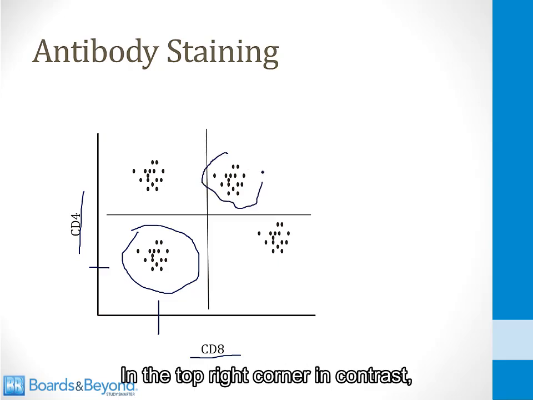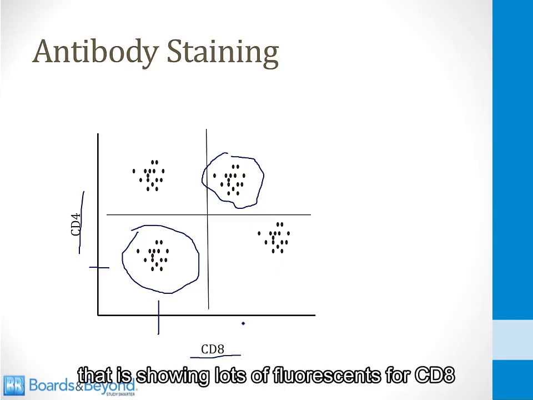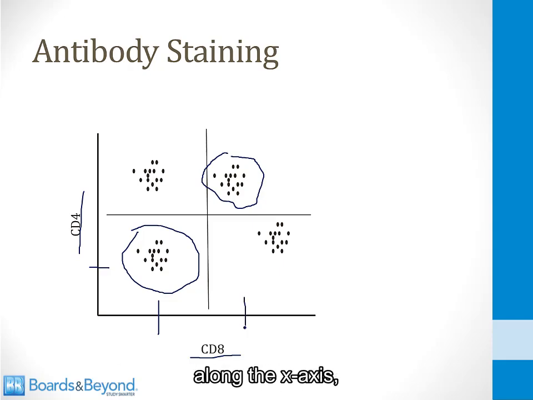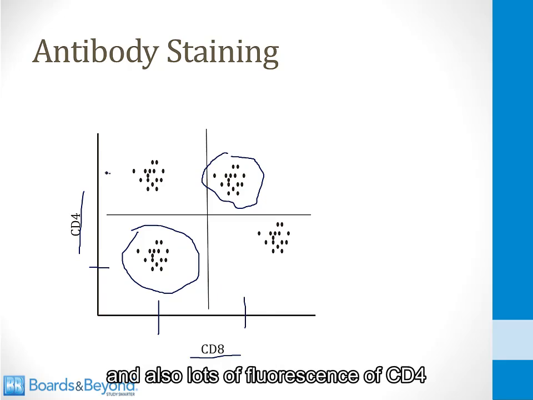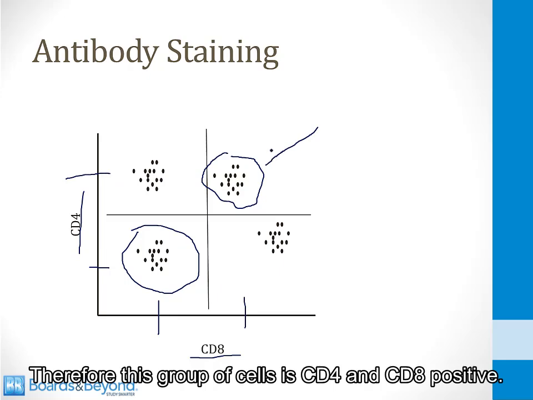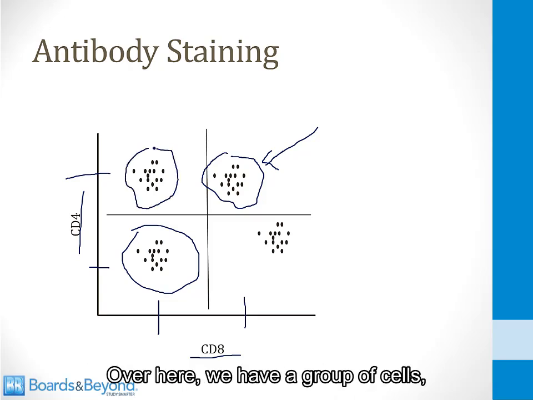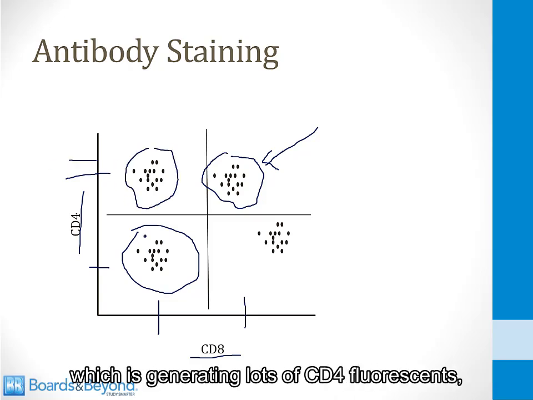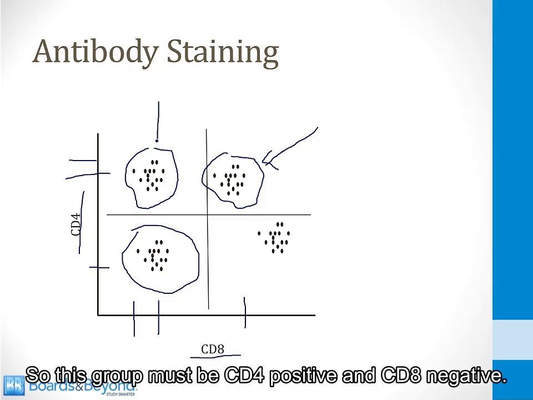In the top right corner, in contrast, we have a group of cells that is showing lots of fluorescence for CD8 along the x-axis, and also lots of fluorescence of CD4 as indicated by the y-axis. Therefore, this group of cells is CD4 and CD8 positive. Over here, we have a group of cells which is generating lots of CD4 fluorescence, but not much for CD8. So this group must be CD4 positive and CD8 negative.